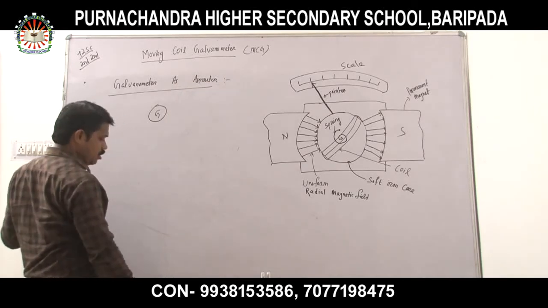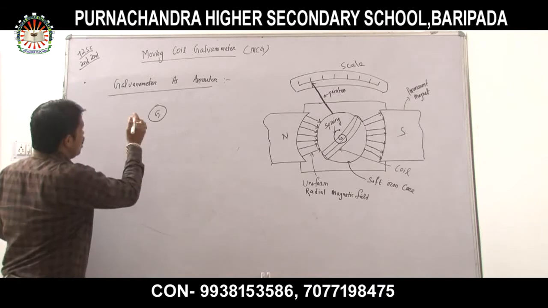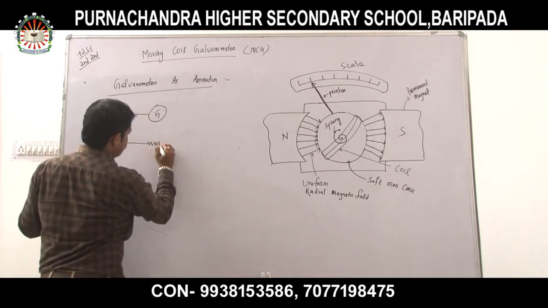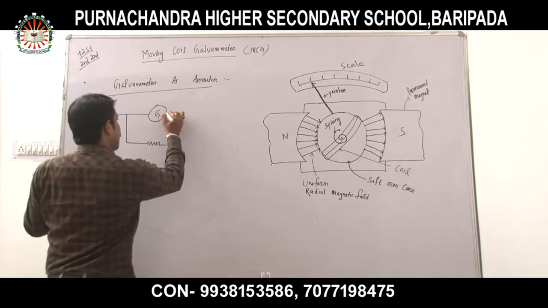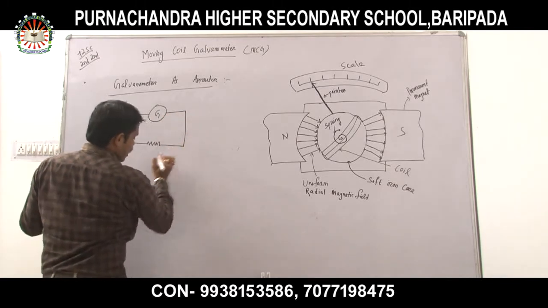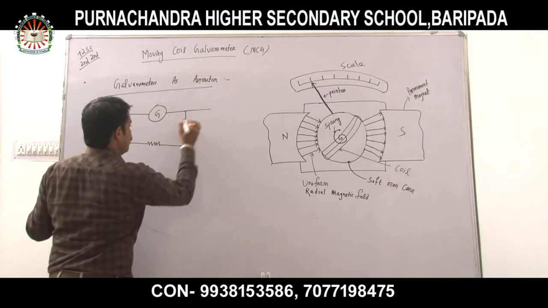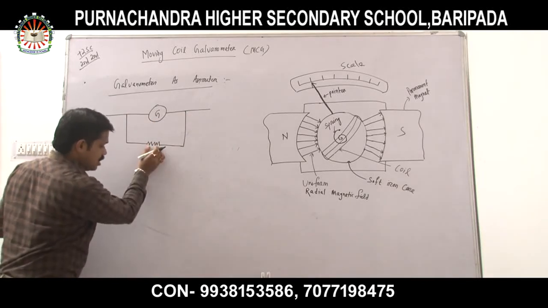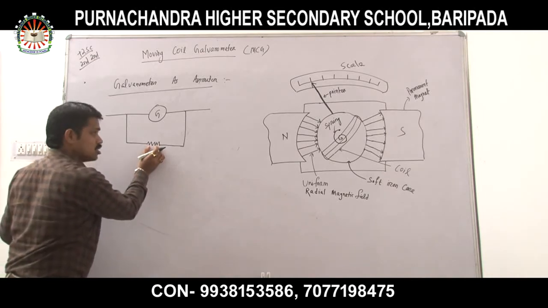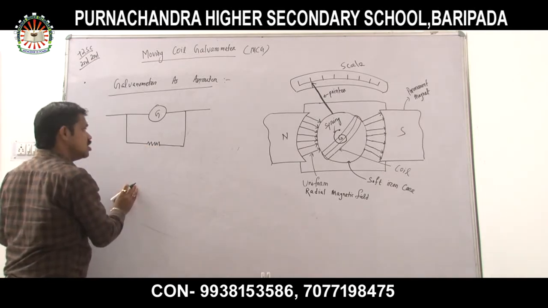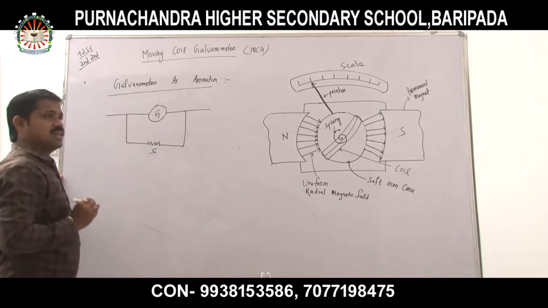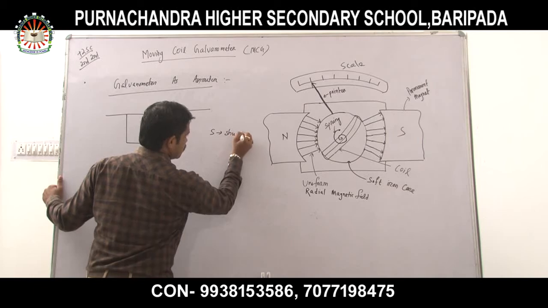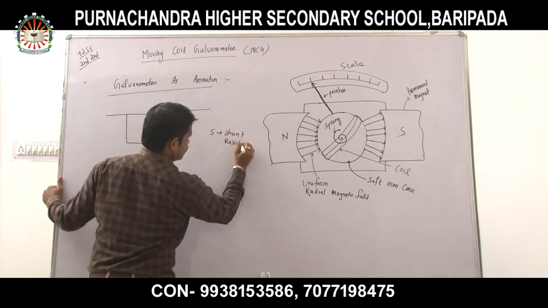Now to convert the galvanometer into an ammeter, listen very carefully. What will we do? We will connect a resistance in parallel with the galvanometer, and the important part is that the resistance value must be low or small. Let us name the resistance S, or shunt resistance. The S is nothing but shunt resistance.